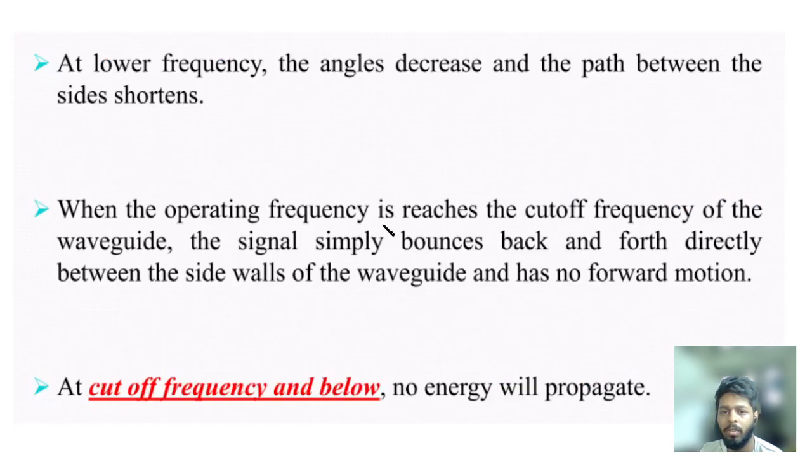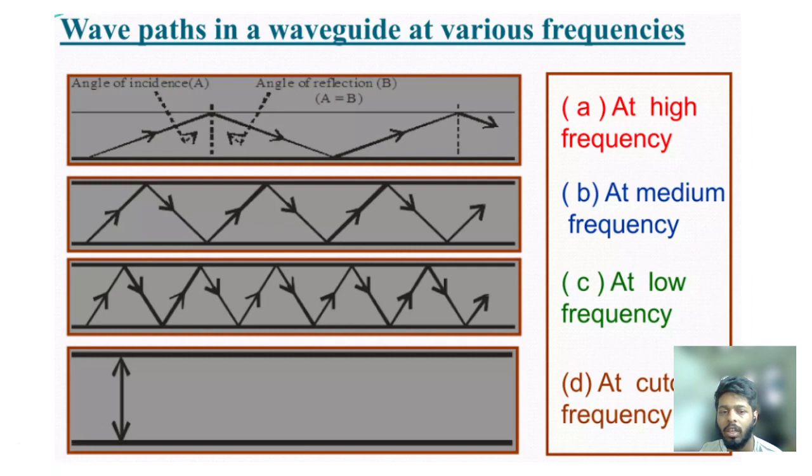When the operating frequency reaches the cutoff frequency of the waveguide, the signal simply bounces back and forth directly between the sidewalls of the waveguide and has no forward motion. At cutoff frequency and below, no energy will propagate. As you can see, at cutoff frequency there will be no energy propagation further.